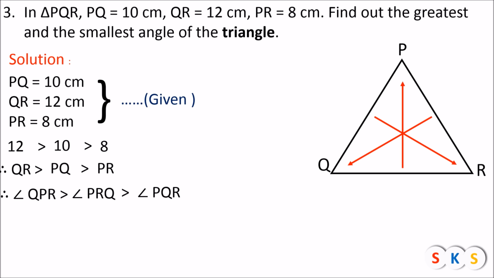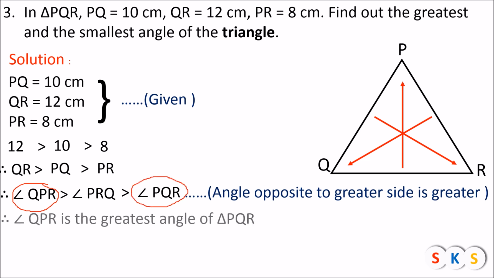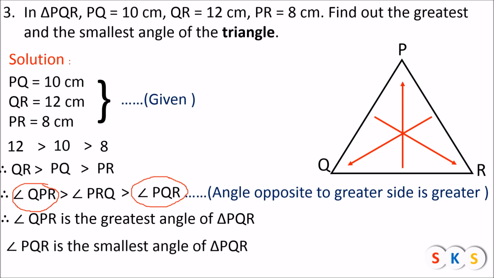So we had arranged those angles with the help of those sides, using angle opposite to greater side is greater. So now we have arranged those angles in descending order, and I know which angle is greater. Which angle is greater over here? Angle QPR is the greatest angle, and angle PQR is the smallest angle of this triangle. So here angle QPR is the greatest angle of triangle PQR, and angle PQR is the smallest angle of triangle PQR.